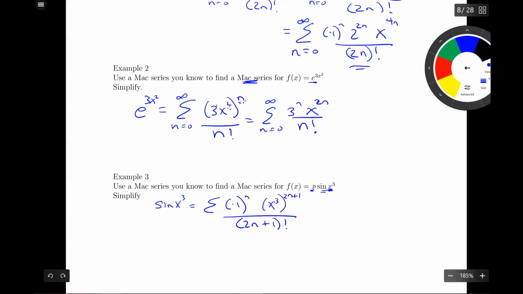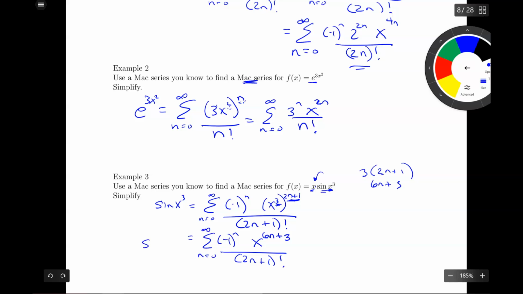So this is sine of x cubed. I will incorporate that x in a moment. For right now, I'm just doing sine of x cubed, n equals 0 to infinity. Let me fix this up a bit. I'm going to multiply this times this, so this gets 3 times 2n plus 1. There's distributing that goes on, correct? So I get x to the 6n plus 3 all over this 2n plus 1 factorial. And that's the Maclaurin series for sine of x cubed.